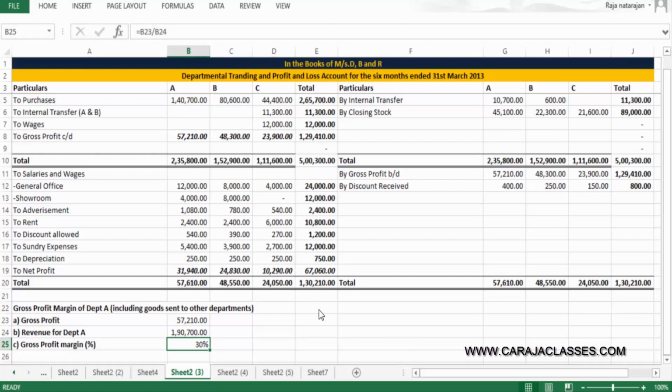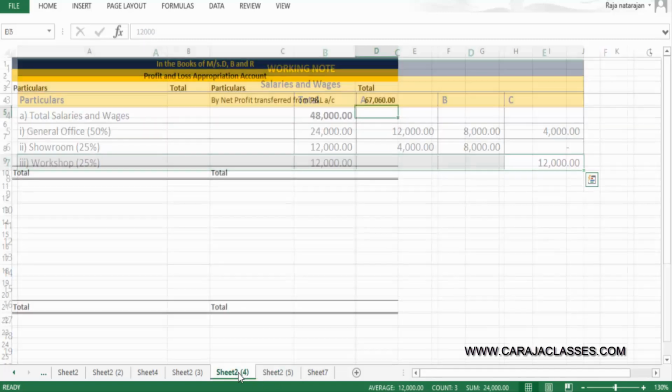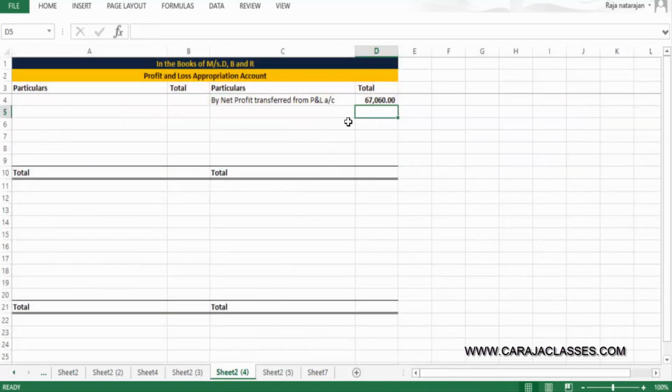So now I understand that the closing stock of Department C includes 5,700 worth of goods received from A, which includes a gross profit margin of 30%. So my task is removing that. How am I going to do that? It's simple. On the debit side, I'll write to stock reserve. And what is this? 5,400 multiplied by 30%. That's it. So this has got to be removed.